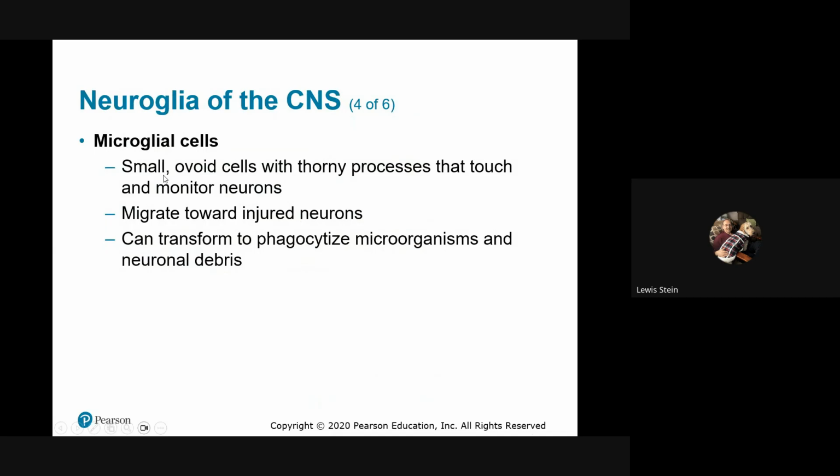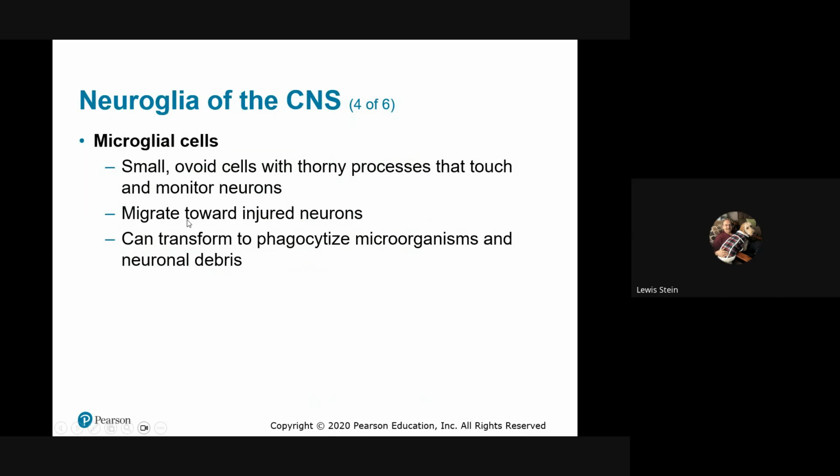So, small cells, again with lots and lots of projections, and that's very characteristic of white blood cells. When you study the immune system in the blood, white blood cells have a lot of projections where they latch on to stuff. This is the same for these. So they basically play this role.